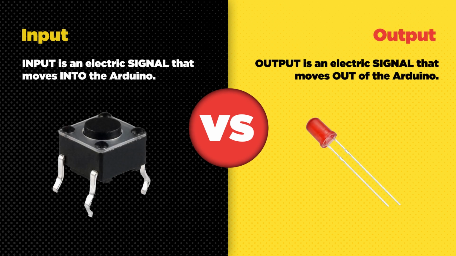What is the difference between an input and an output? An input is an electric signal that moves into the Arduino, and an output is an electric signal that moves out of the Arduino. We can use inputs and outputs to detect when a button, an input, is pressed and turn on an LED, an output. Remember, when coding the Arduino, in the setup function, we identified if a pin was an output. We can also identify if a pin is an input.